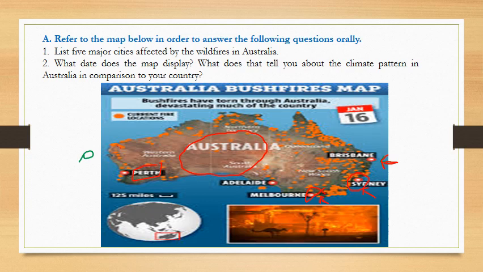So what date does the map display? What does that tell you about the climate pattern in Australia in comparison to your country? First of all, this is the date, January 16. Australia is often referred to as the upside down country or the land down under. Everything is inverted there. So over there, Christmas is in summer. So January 16 shows us that this is the heat season in Australia, or the summer season. How is it different from Lebanon? Of course, in Lebanon, January is mid-winter season.